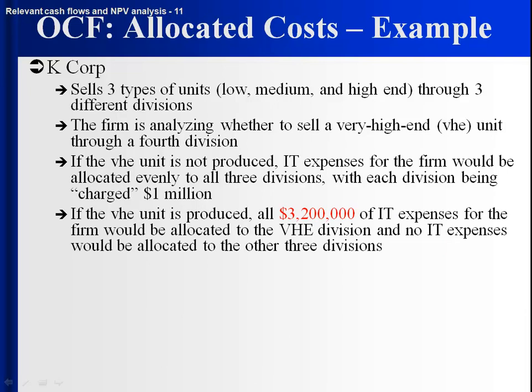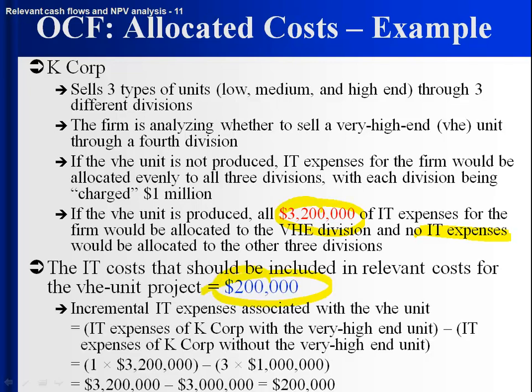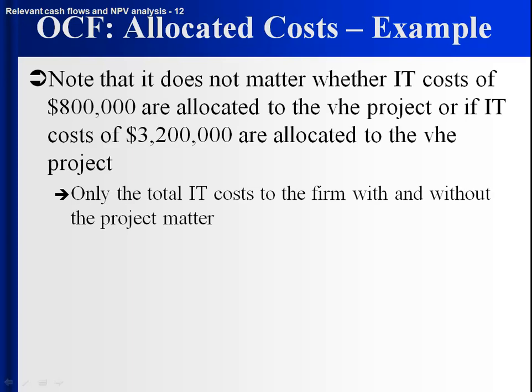Finally, what if the managers of the 3 existing divisions say, you know what, let's allocate all 3.2 million to the new guy, to the new division? It'll help our performance. We'll have no IT expenses. The manager over there will have all 3.2, so it'll make us look great, and it'll make him look terrible, and we'll get big bonuses. Even though all 3.2 million is allocated to the new one, how much gets used in analysis? 200,000. Because again, with: one division gets charged all 3.2 million, so you get 3.2 million. Without, you get 3 at $1 million, so it's 3 million. Total of 200,000. It's total with minus total without. Again, it doesn't matter how it's allocated.